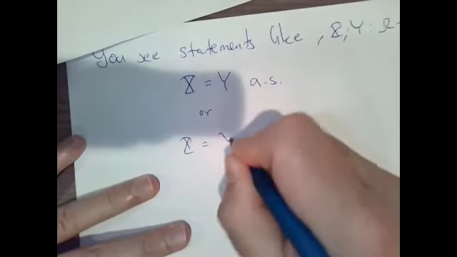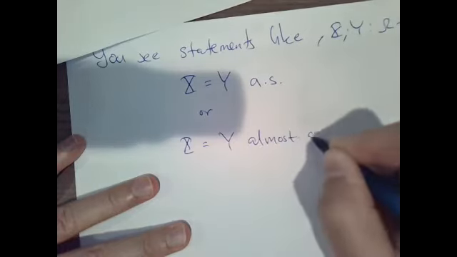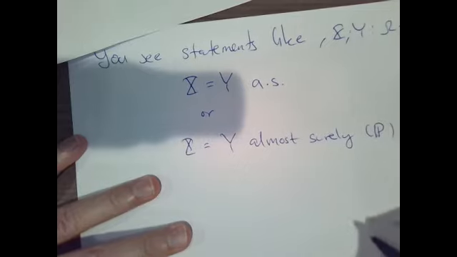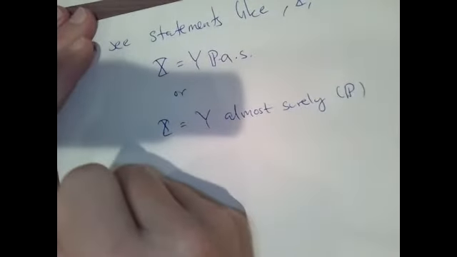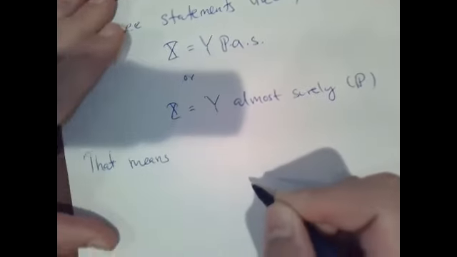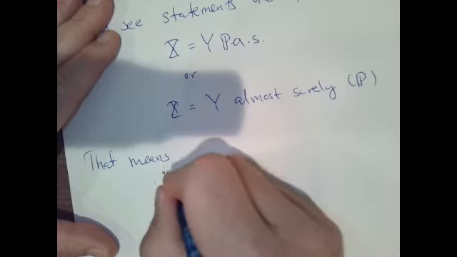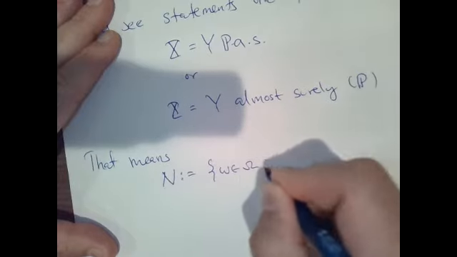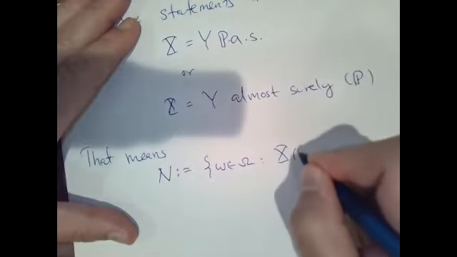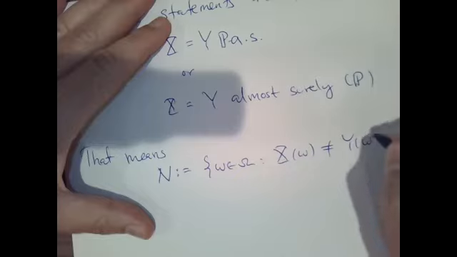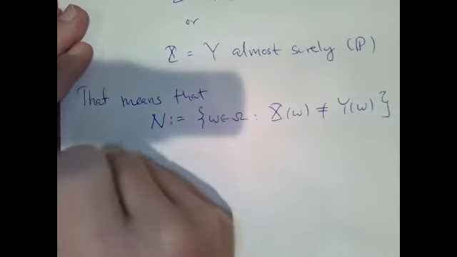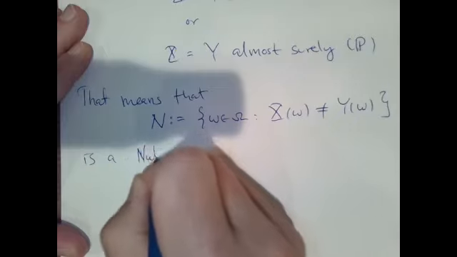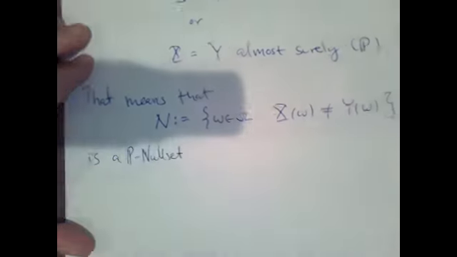You see them like almost surely, a.s., or you see it X is equal to Y almost surely. So sometimes you put a P here, sometimes you put a P in front. What that means is that if I look at this set N, so those omegas such that X of omega is not equal to Y of omega, this set is a null set. This is a P-null set.